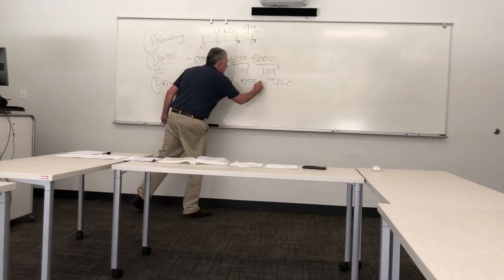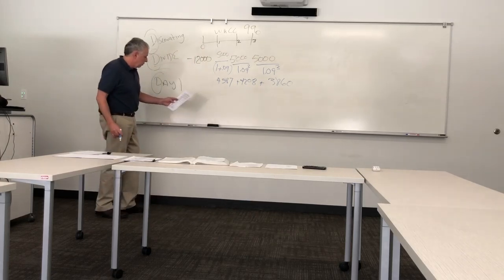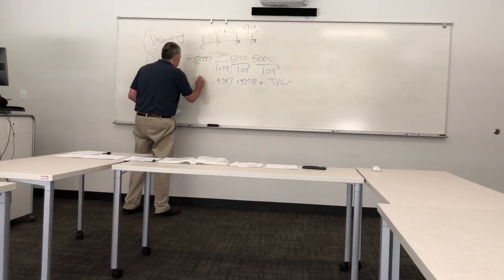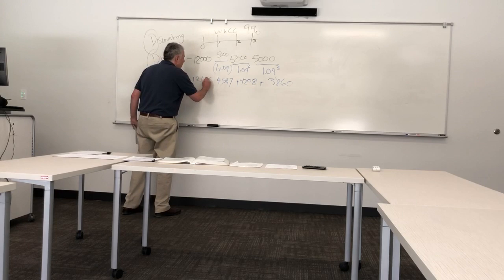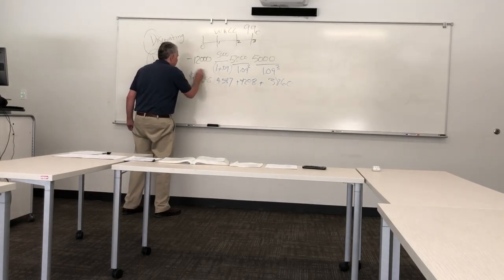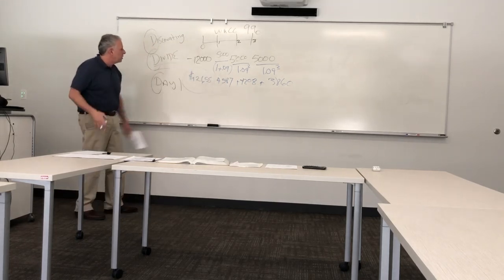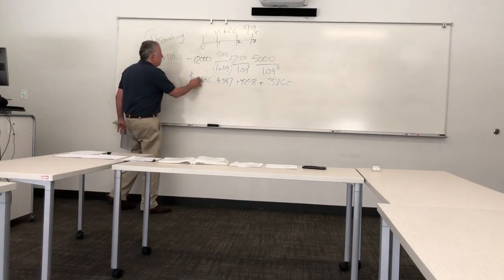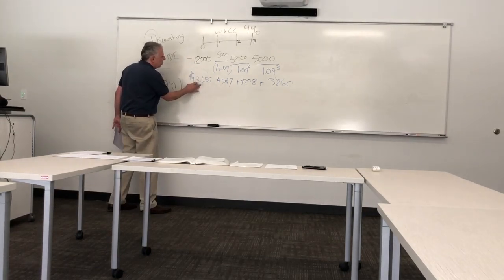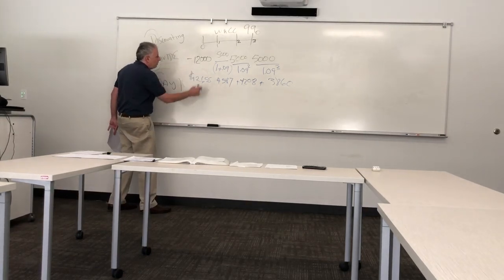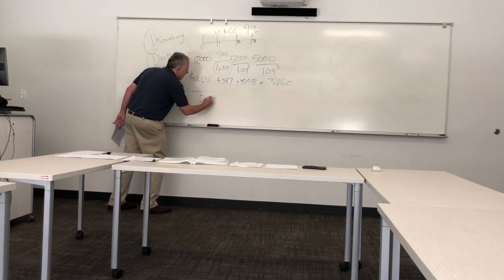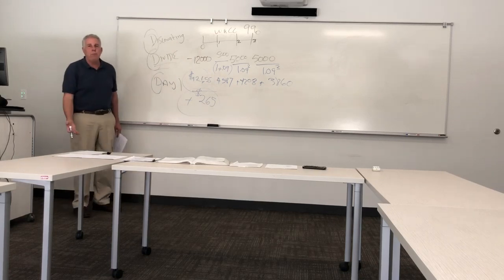We add these 3 numbers together. The 3 of them added together come out to $12,655. I'm not worrying about the pennies. Now we compare the 2. Positive 1265 minus the 12 grand, that gives us $265. It's a positive number, so the project is a go.